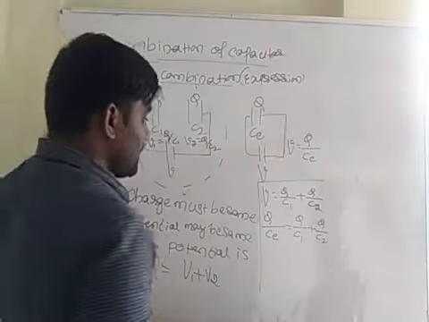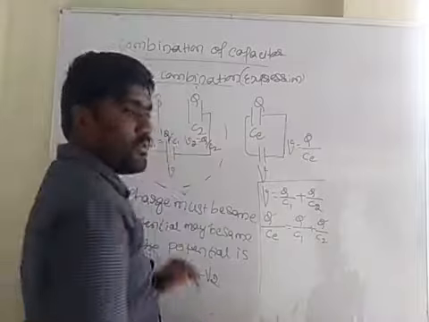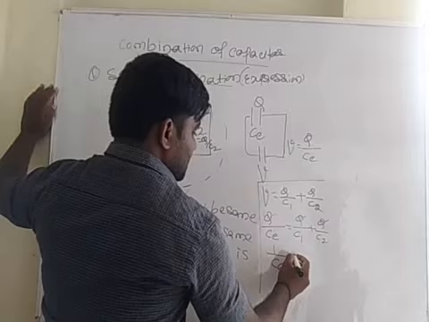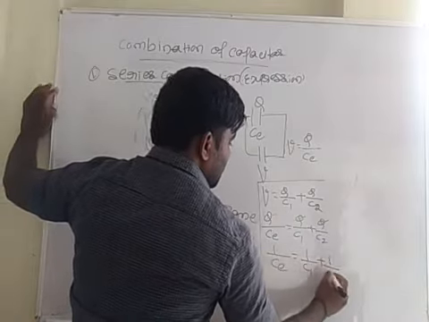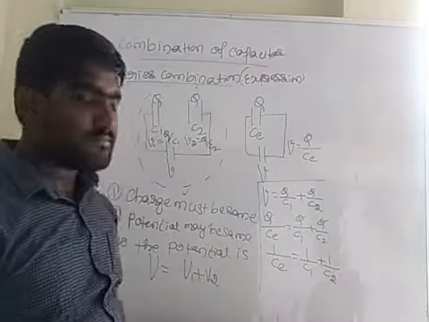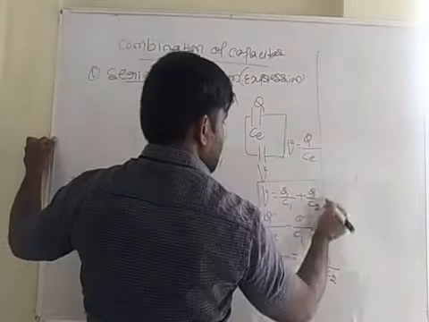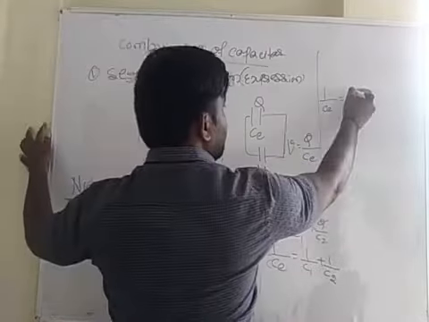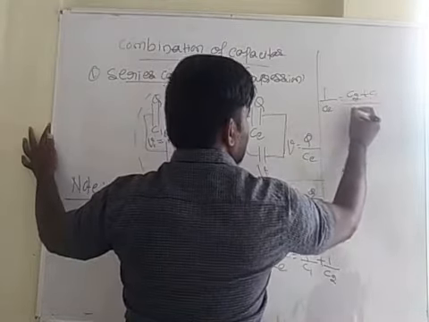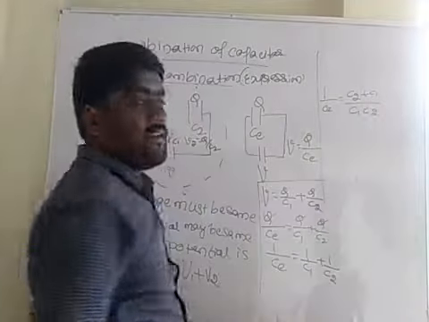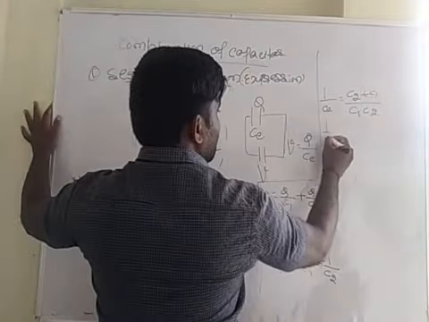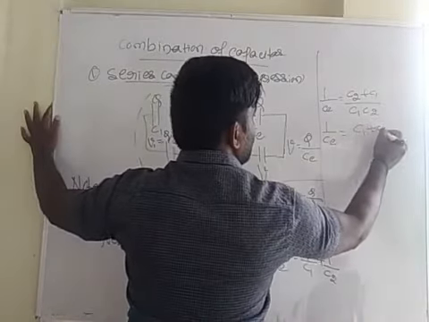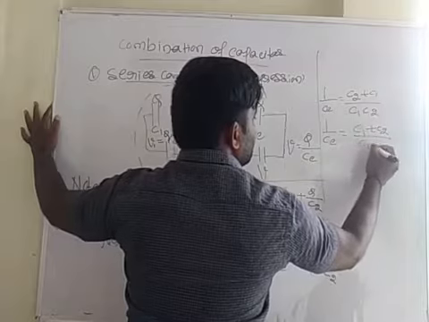Okay? Okay. So here what happens? Q gets cancelled. Then what remained here? 1 divided by the effective capacitance CE is equal to 1 divided by C1 plus 1 divided by C2. Okay? Take the LCM. It will be 1 divided by CE is equal to C2 plus C1 divided by C1 C2. Either you may write 1 divided by CE is equal to C1 plus C2 divided by C1 C2.